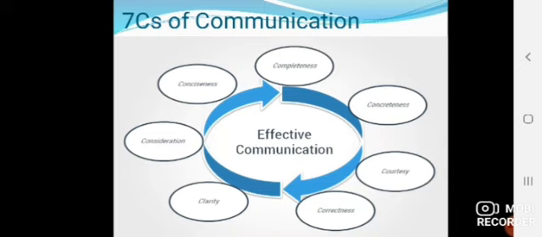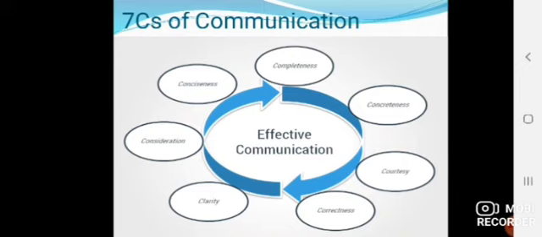rather than the I factor. Communication is not a place to show our mastery. I may be good in English, but while communicating with an office bearer, we need to communicate in local language so that the message is successfully understood by the office bearer. So this is what consideration means.